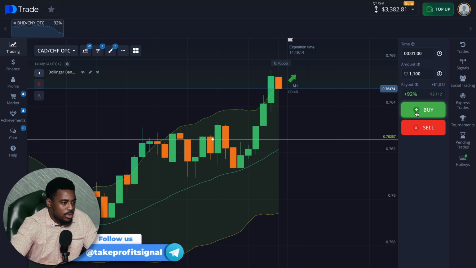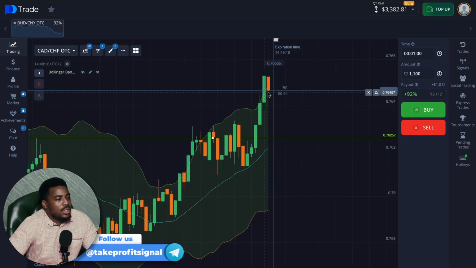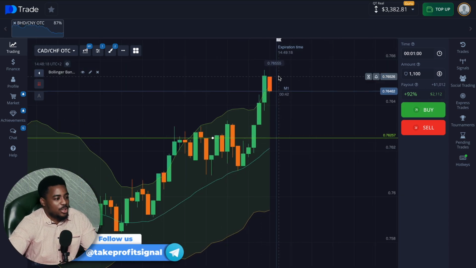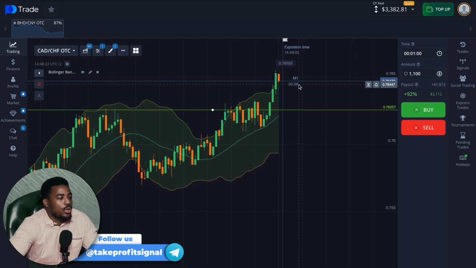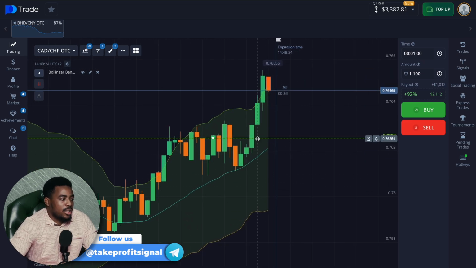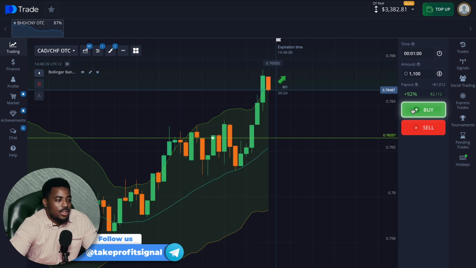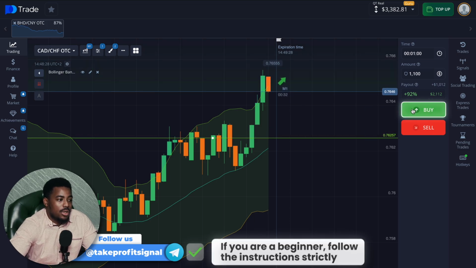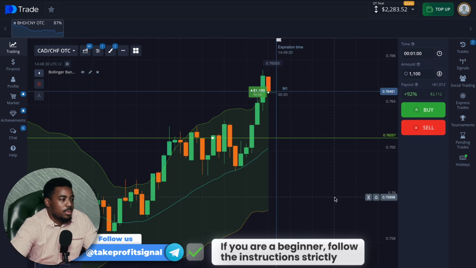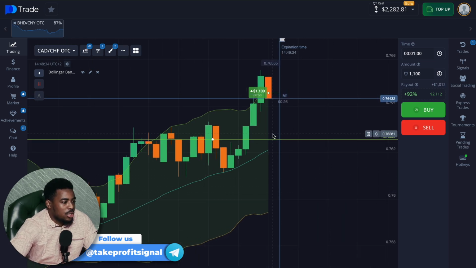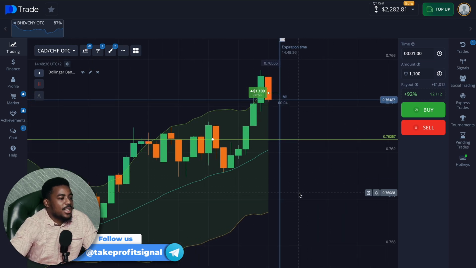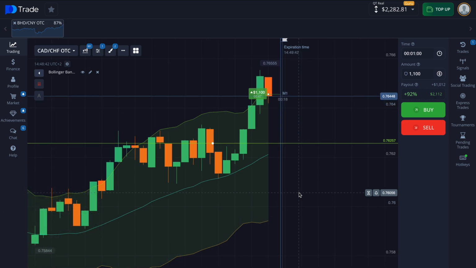As a secondary factor, we can note that we are consolidating above the Bollinger Band, but this factor is worth considering if you don't have enough basic factors to enter a trade. Of course, if you are a beginner, follow the instructions strictly and you will be fine. Let's open another trade also on the continuation of the movement. Let's see what will come out of it.